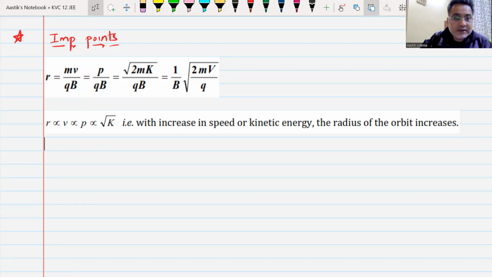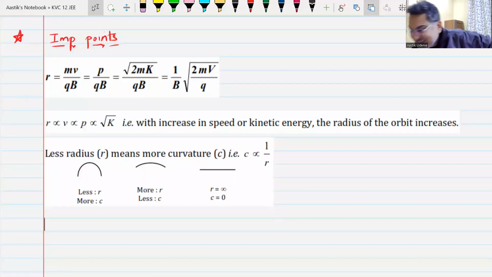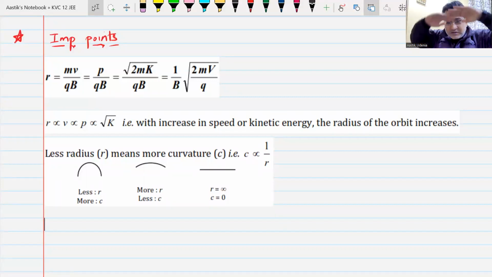Now, sometimes they ask you about curvature, who has more curvature. Remember, if radius is less, curvature is more. A thing which is very sharply curved has very small radius of curvature. Do we understand this?